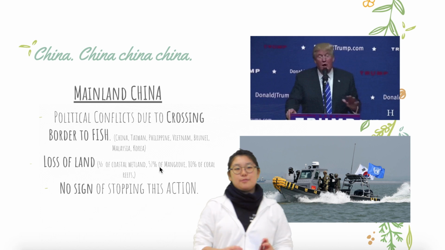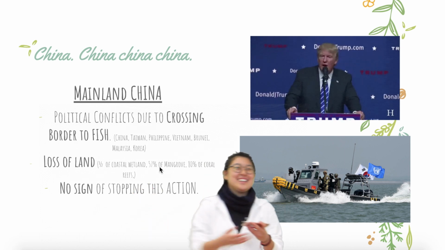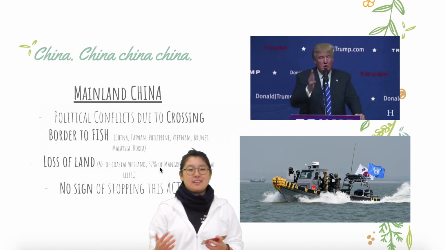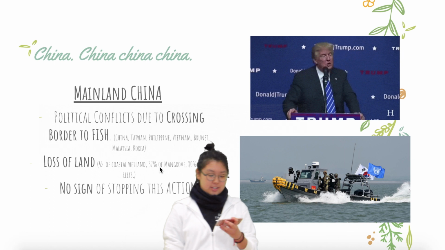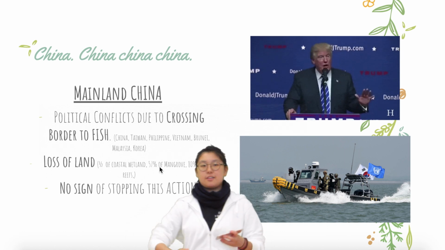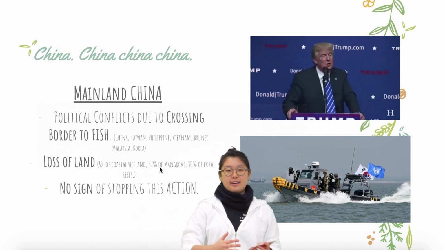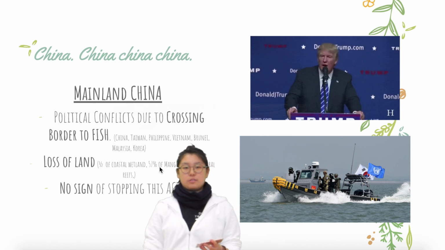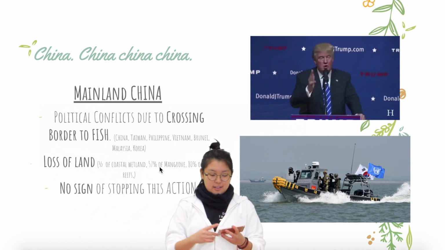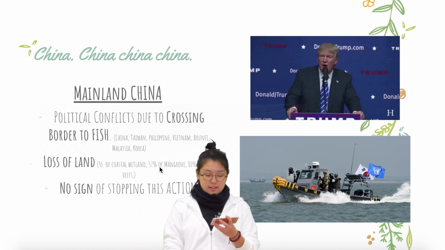The main problem we have is mainland China. So the conflict between China and the other countries such as Taiwan, Philippines, Vietnam, Brunei, Malaysia, and Korea is that people from China are crossing the border in order to fish more because they have no fish in their own waters. And this is because of the loss of their marine land.